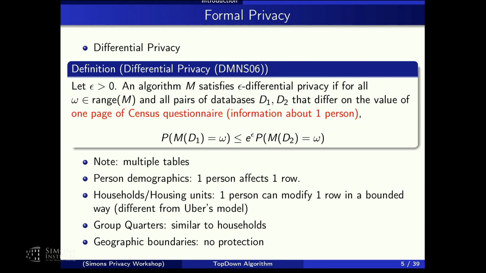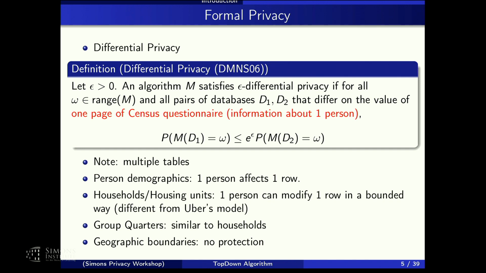The formal notion of privacy we're using currently is differential privacy. I'm assuming most of you are familiar with this. We're looking at bounded differential privacy, meaning that we know the total number of people is fixed. And the notion of what differs between two databases is that we're allowing one page of the census questionnaire, which is basic information about one person, to change. If you're interested in the questionnaire, you can look at summary file one, and in one of the appendices they have the actual questionnaire.